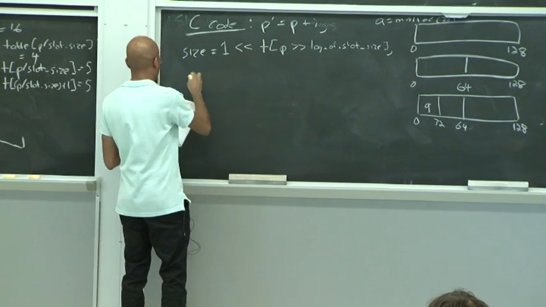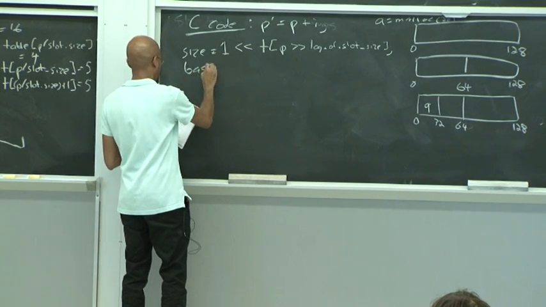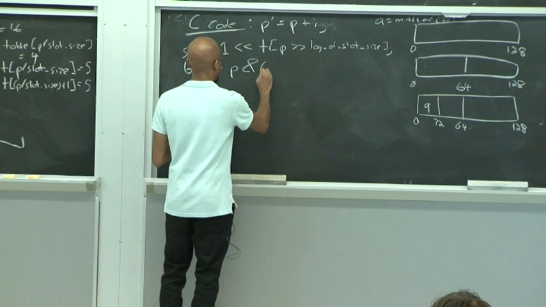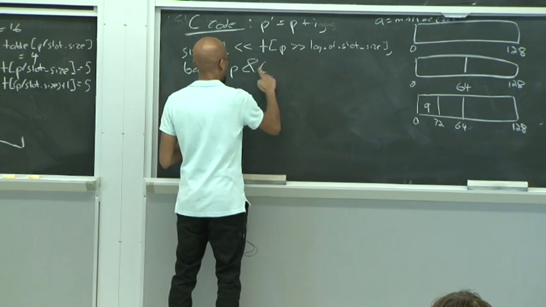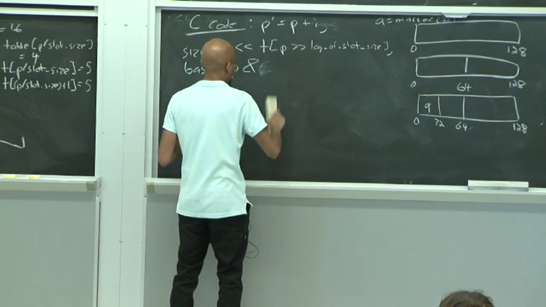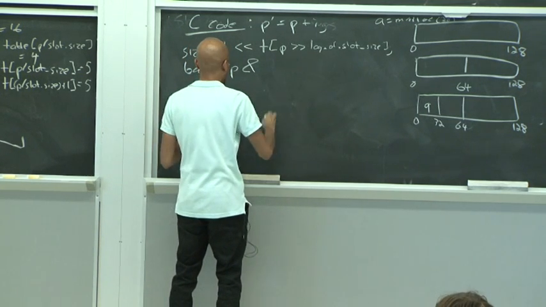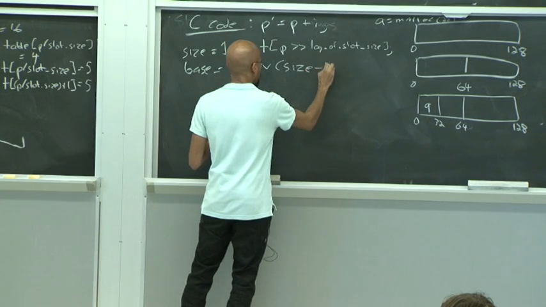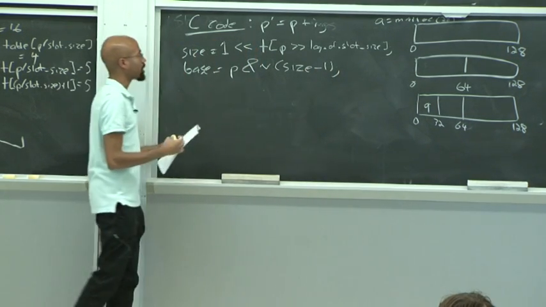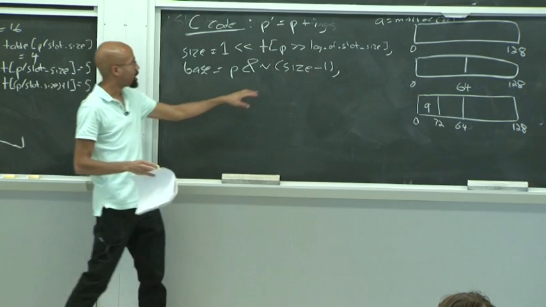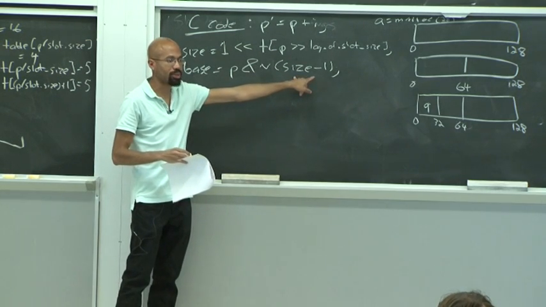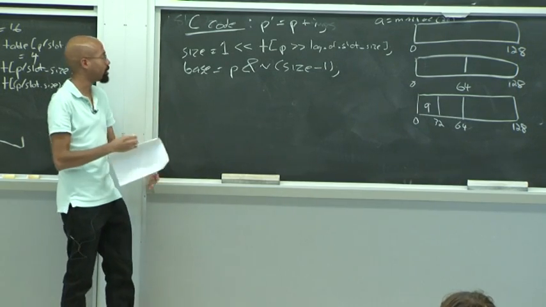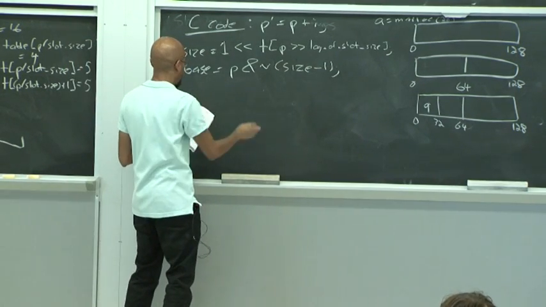Okay, and then if we want to find the base of that pointer, take the pointer itself and AND that with the size minus 1. Now what this is going to do is actually give us a mask, if you can think of it. And that mask is going to allow us to recover the base here.